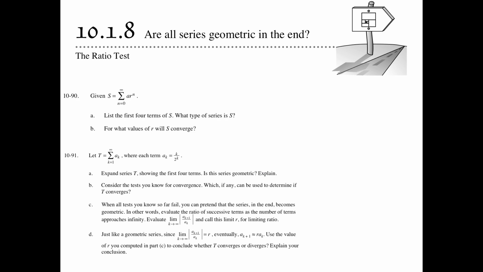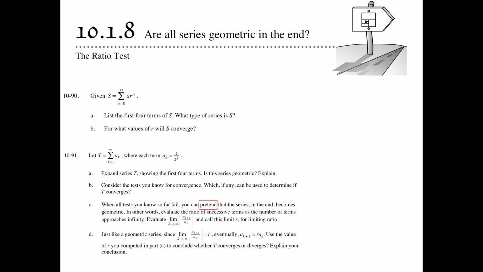The final lesson in this section will introduce the ratio test, and the ratio test is presented as a way to pretend that a non-geometric series is a geometric series, and then use the convergence rules for a geometric series to determine if the non-geometric series converges or not.